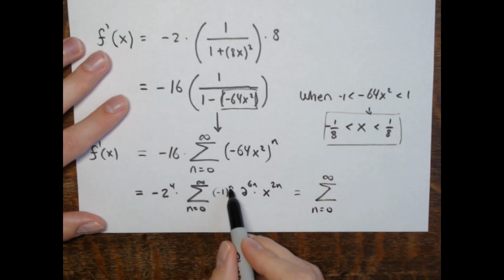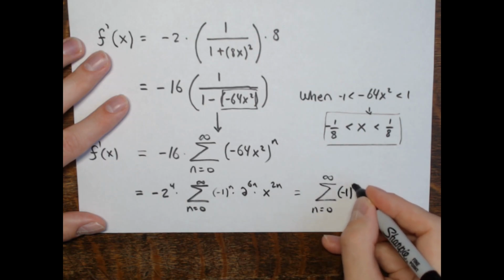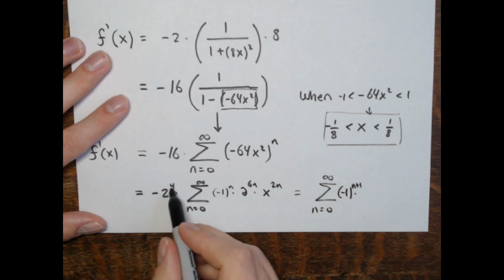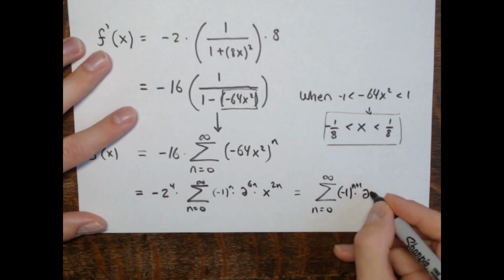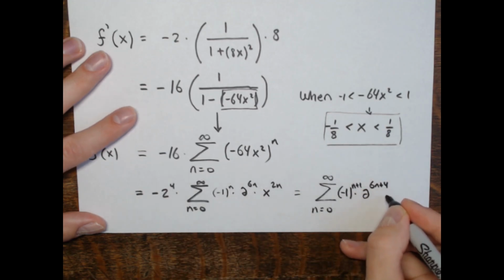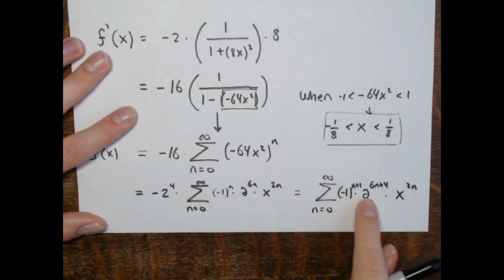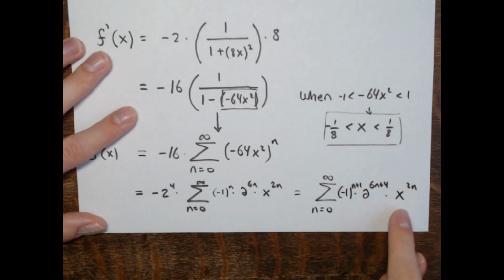Now negative 1 times negative 1 to the n would be negative 1 to the n plus 1, still an alternating series. Then 2 to the fourth times 2 to the 6n, you'd have 2 to the 6n plus 4 power, and then still x to the 2n. So here are the coefficients, and then times your powers of x. And it's centered at 0. These are powers of just x.